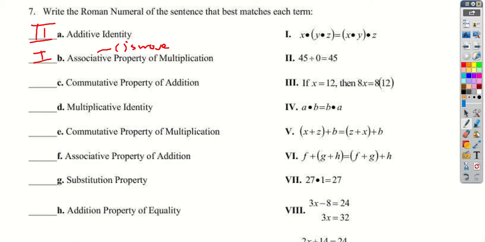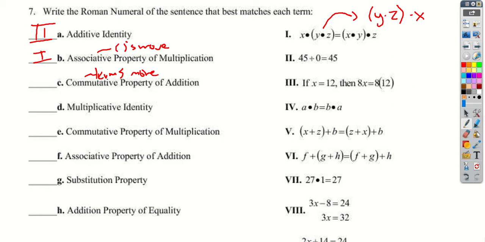Commutative, the terms move, parentheses do not. Terms move. Now, the parentheses might move with the stuff, okay? So for example, if I was going to turn this into commutative, I would want to do y times z times x. That would be a commutative move. The parentheses haven't moved. They're still around the y and the z, but the first term and the last term, the y and the z and the x have switched, okay?